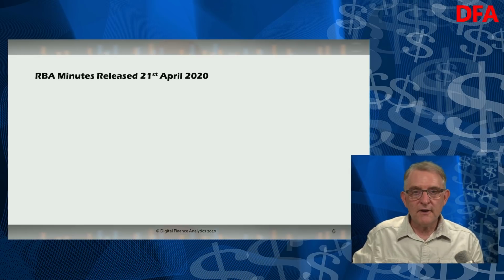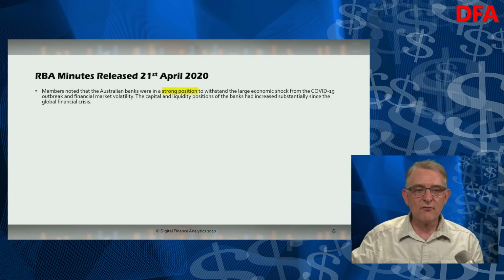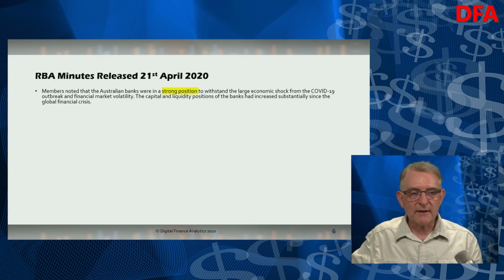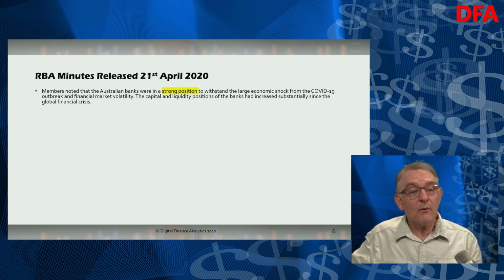Now, in terms of data today, the first thing to say is that the RBA released their minutes, and they basically started by saying the banks are in a strong position from a liquidity perspective. So that's reassuring. Everyone from APRA to the Reserve Bank to the government keeps saying the banks are in a really strong position. I wonder why they keep saying it. Are people asking questions about whether the banks are strong? Not sure.